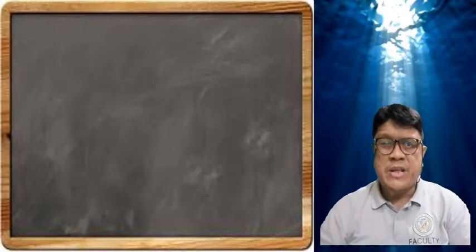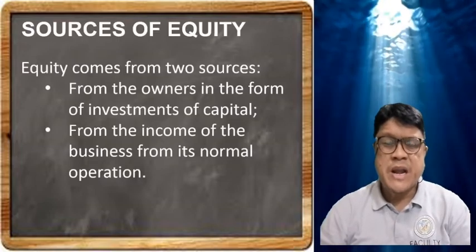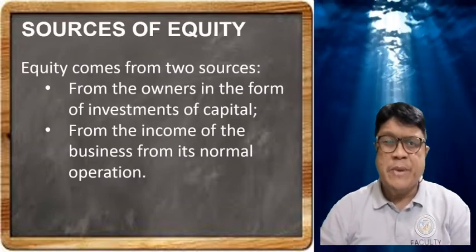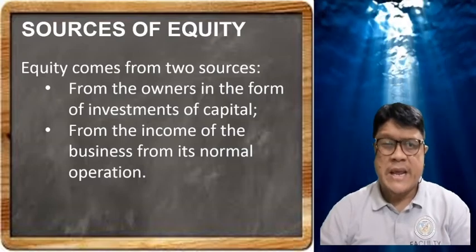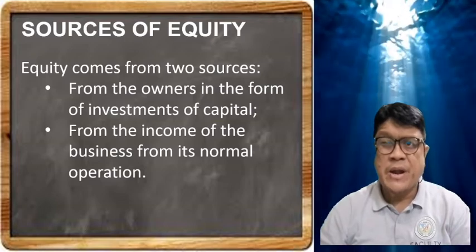Sources of equity. Equity comes from two sources. First, directly from the owners in the form of investment of capital. Second, directly from the income of the business from its normal operation.